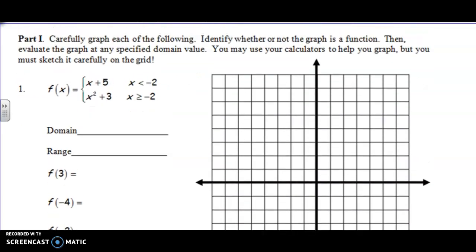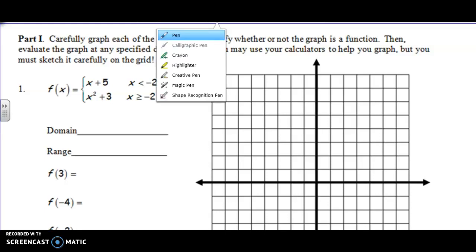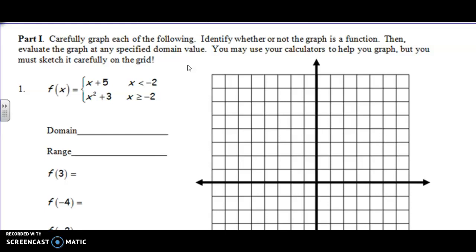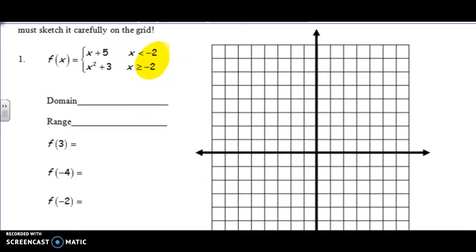All right, guys, let's try this. So when we do this, first thing we're going to do is take our highlighter or our marker, and we're going to mark off this boundary right here. So I'm going to go on my graph, and I'm going to go to -2, and I'm going to make sure I identify clearly where that boundary is.